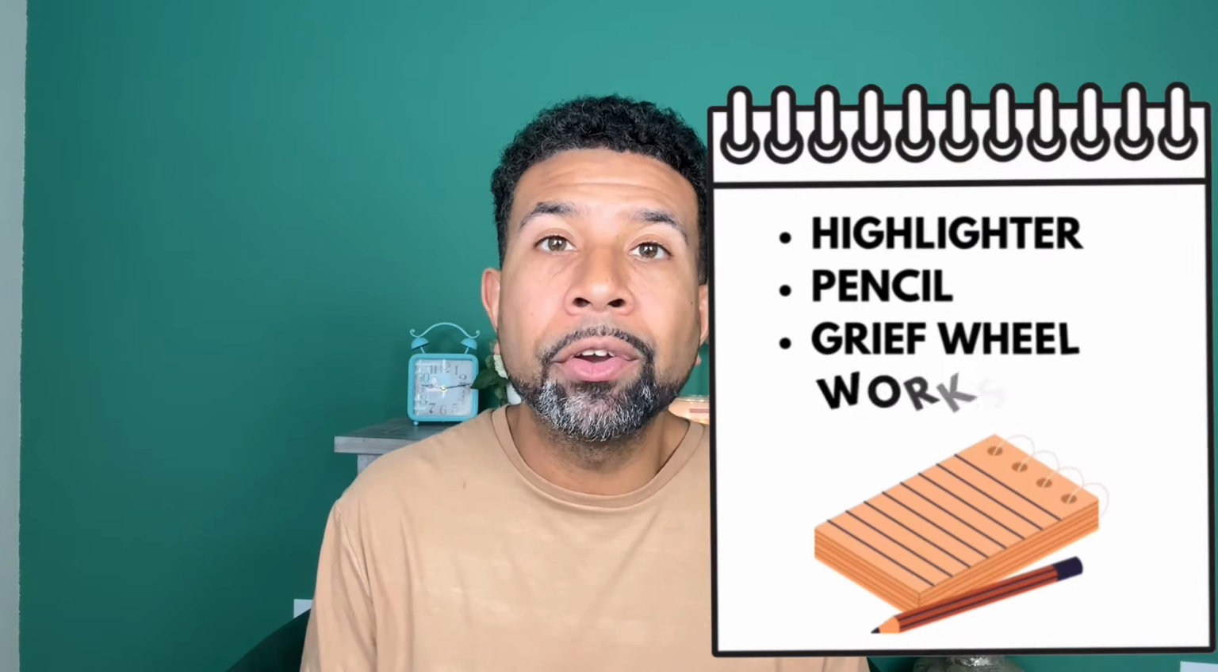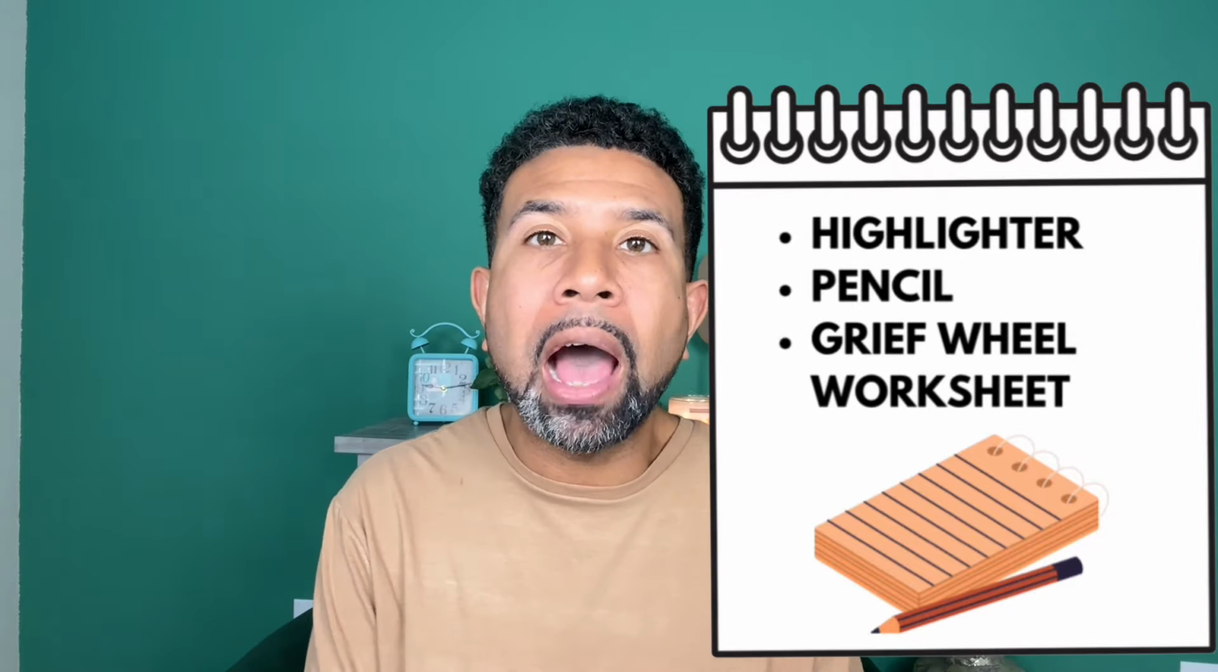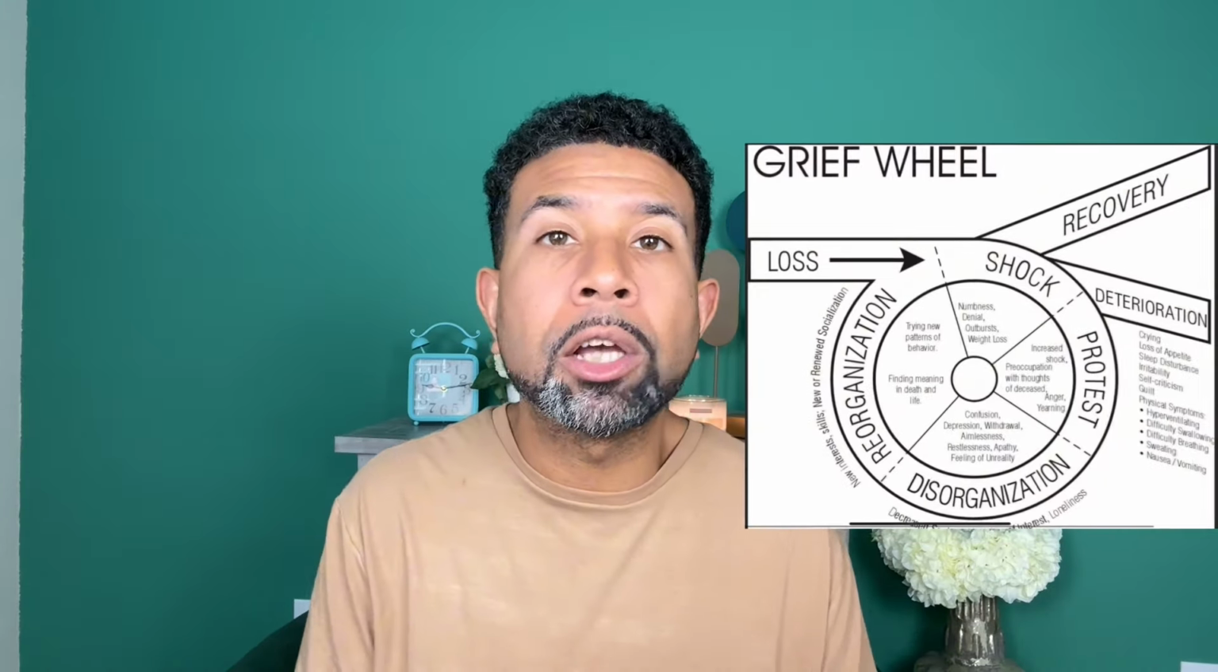Activity number 2, the grief wheel. For this activity, you'll need a highlighter, a writing utensil, and a copy of the grief wheel worksheet. The target audience for this activity is middle and high school. And the goal is to help the student understand where they are in the grieving process.